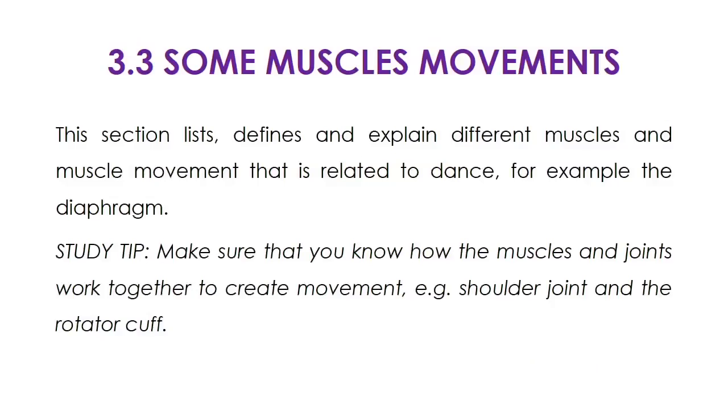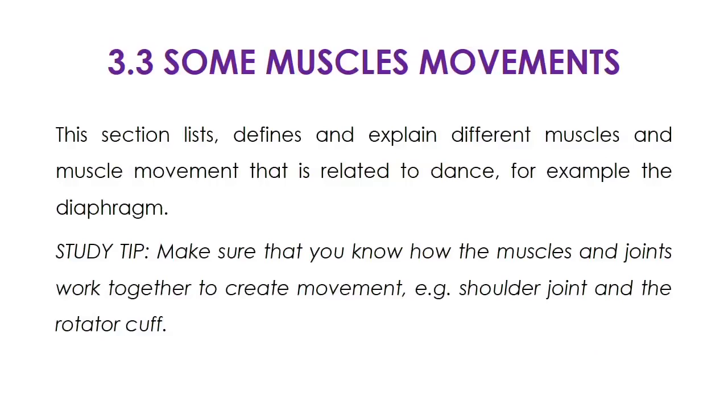Okay, now this is your study tip. Make sure that you know how the muscles and the joints work together to create movement. Example, the shoulder joint that we've worked on just now and the rotator cuff. Now the rotator cuff, if I can just expand on this example, is a group of muscles that make sure that your shoulder is stable, and they also control the range of motion for your shoulder. If they weren't there, your shoulder would be able to dislocate very easily.